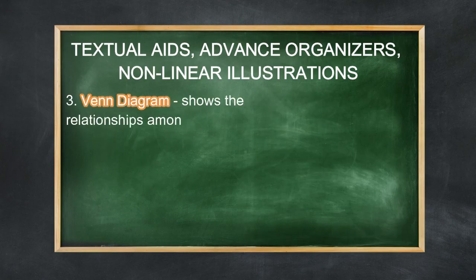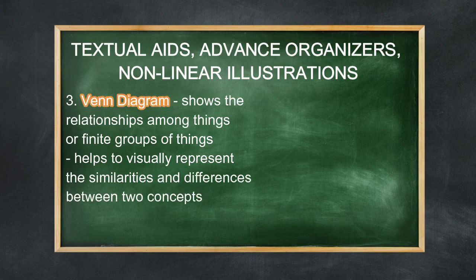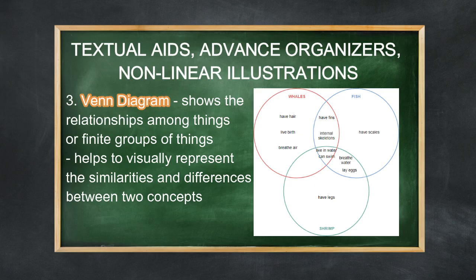3. Venn diagram. A Venn diagram is an illustration that uses circles to show the relationships among things or finite group of things. Circles that overlap have a commonality, while circles that do not overlap do not share those traits. A Venn diagram helps to visually represent the similarities and differences between two concepts. Here is an example of a Venn diagram that shows the similarities and differences of whales and fish.